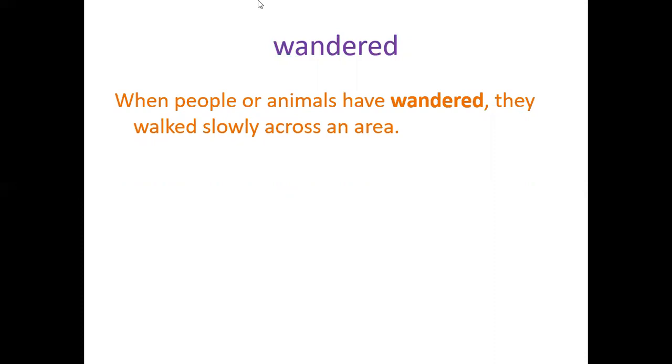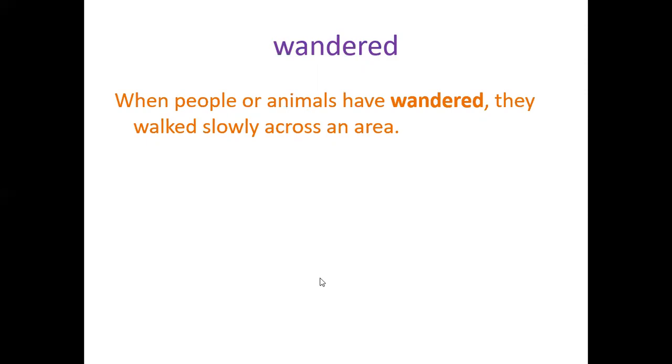Wandered. You know that if we have W, then A, that means "wo," not "wa." So wandered, like water, "wo," okay? When people or animals have wandered, they walked slowly across an area. So what's the meaning of wandered? To walk slowly across an area.